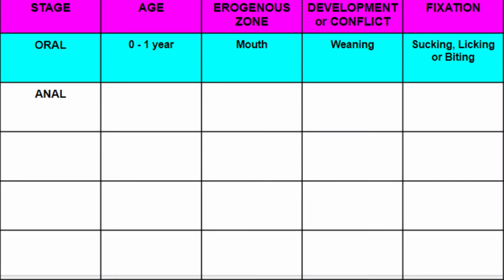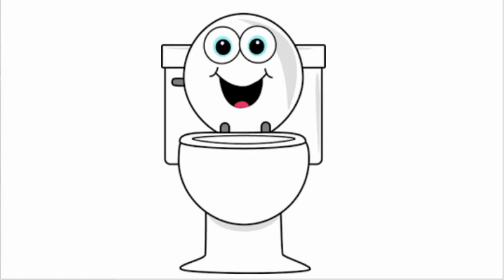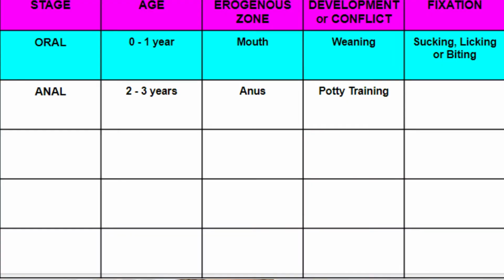Stage 2 is the anal stage. This occurs between the ages of 2 and 3. So it's definitely not what you're thinking. Between the ages of 2 and 3, children are generally potty trained, hence his term anal, because you're talking about excretion. The erogenous zone during this stage is obviously the anus. The conflict during this stage is potty training.